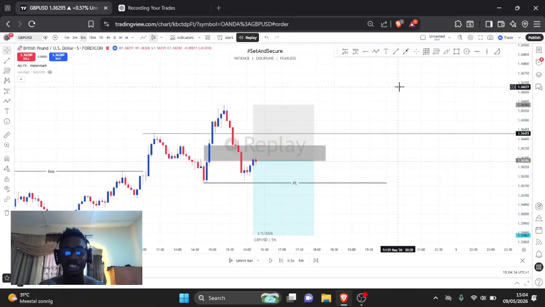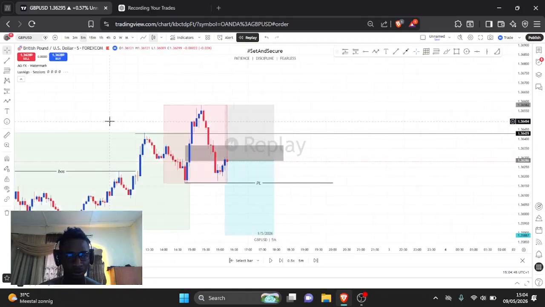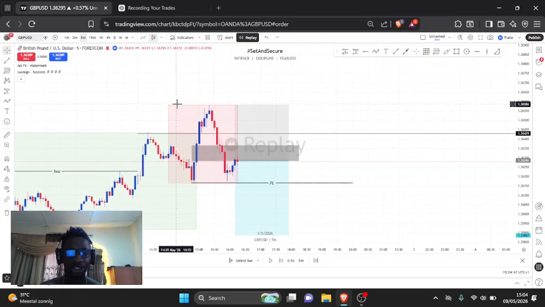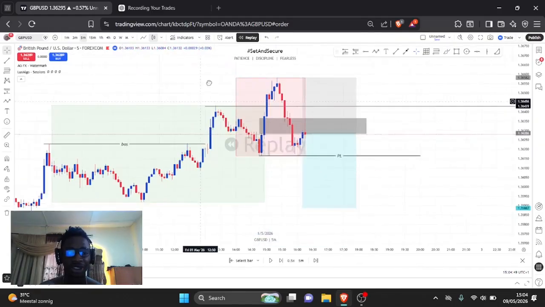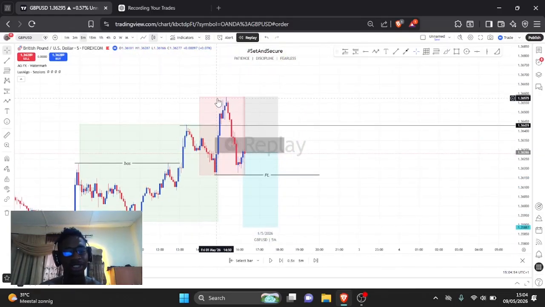And now these are the three criteria. The first criteria was session. We are in what? New York session, as you can see. We are currently in New York session. The New York session is the box in red. The London session is the box in what? In blue. We are currently in what? New York session.